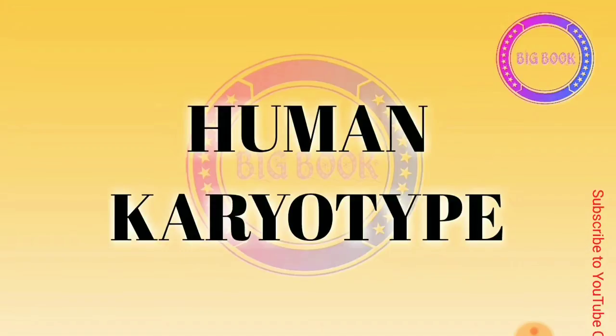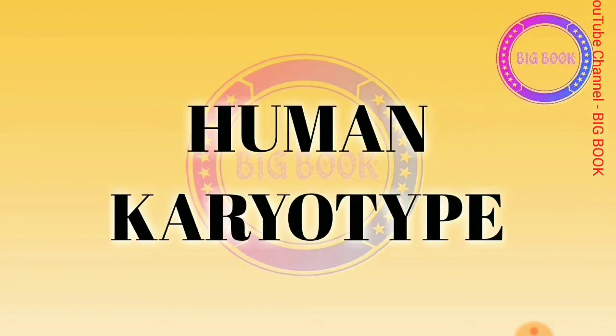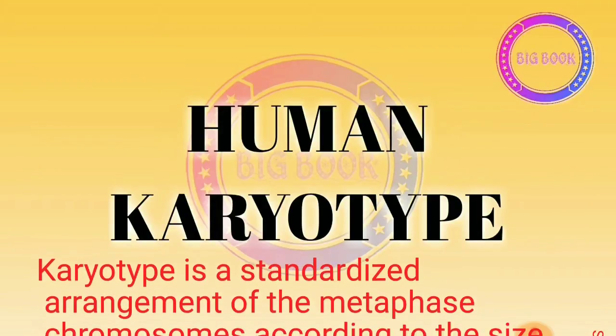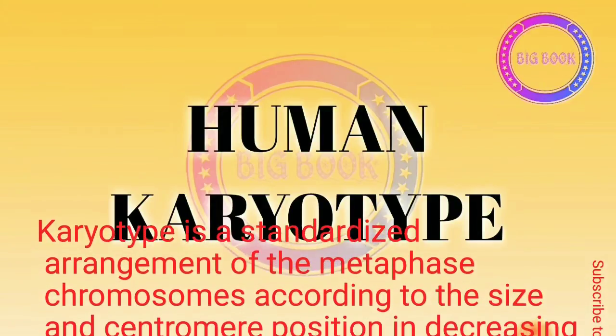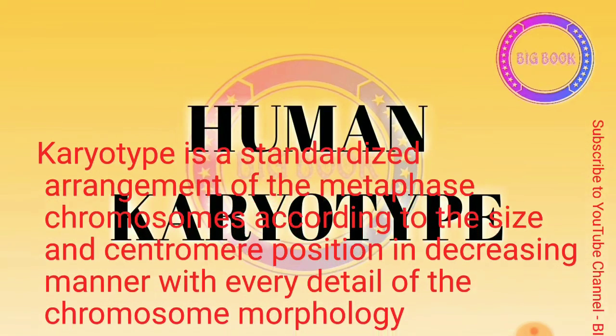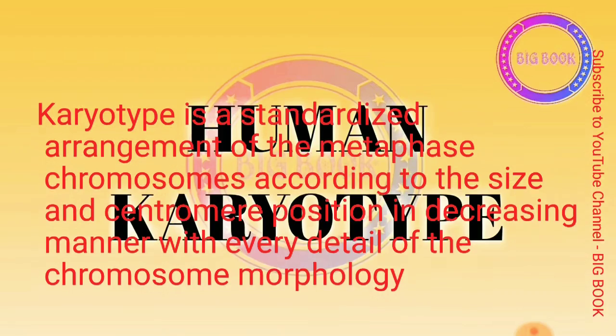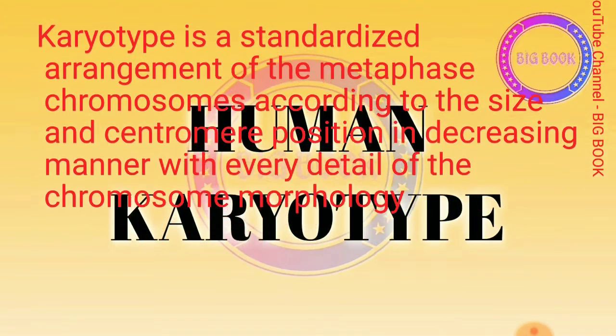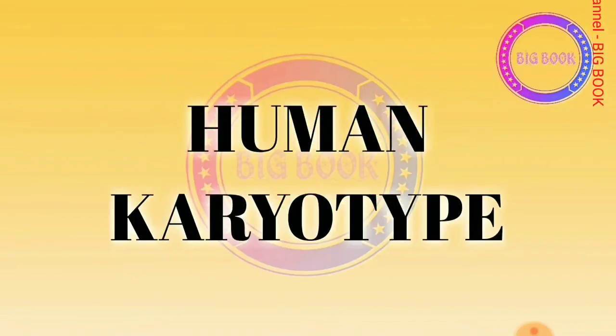Today we are going to discuss the human karyotype. We have already uploaded one presentation about karyotyping. As we all know the definition, the karyotype is a standardized arrangement of the metaphasic chromosomes according to their size and the centromeric position in a decreasing manner, with every detail of the chromosome morphology.